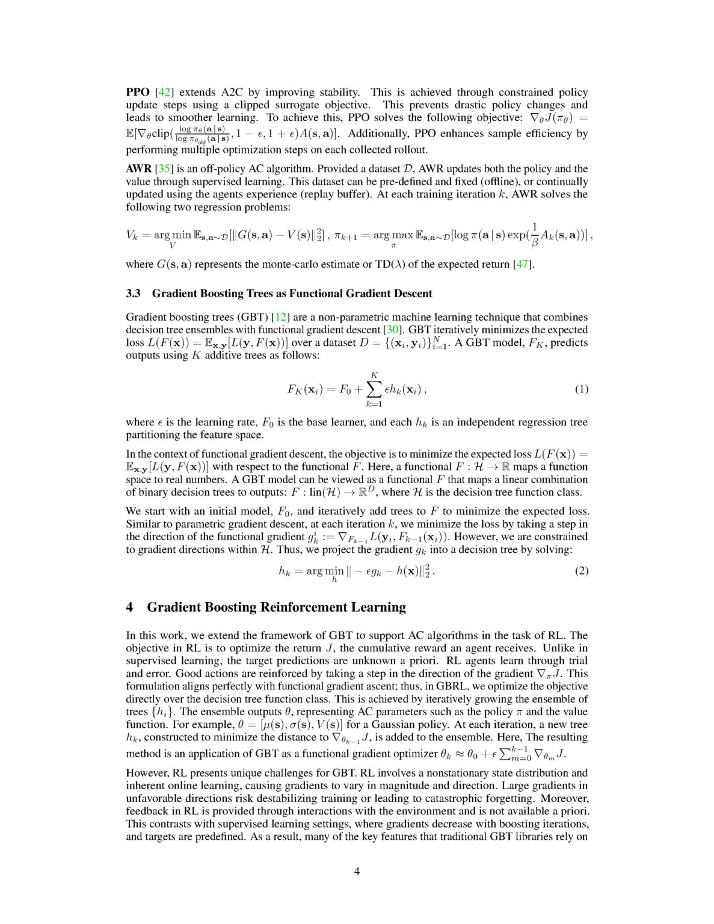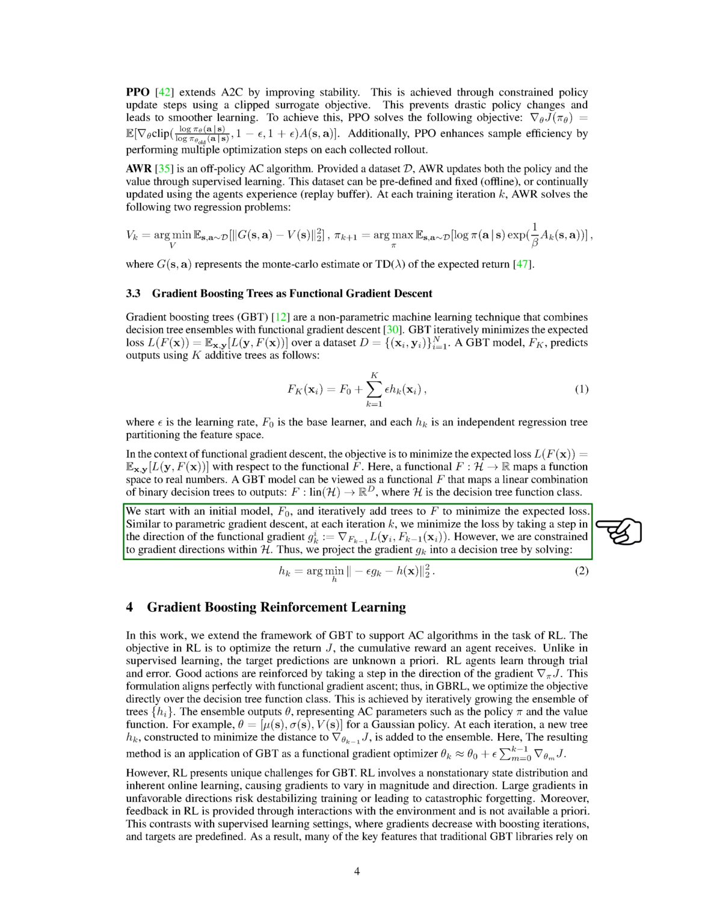MDPs involve agents observing states, taking actions based on policies, transitioning to new states with rewards, aiming to find optimal policies for maximizing expected rewards. AC methods learn policies and values, with GBRL extending AC algorithms to incorporate GBT-based function approximators for improved stability and efficiency. GBT combines decision tree ensembles with functional gradient descent to iteratively minimize expected loss over datasets, predicting outputs using additive trees and functional mappings.